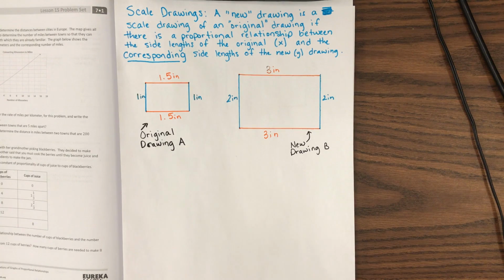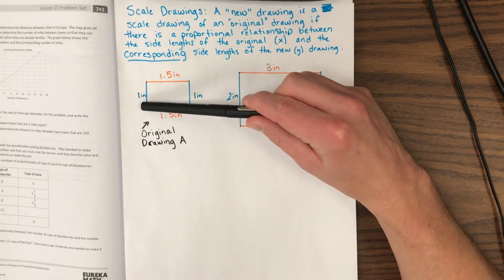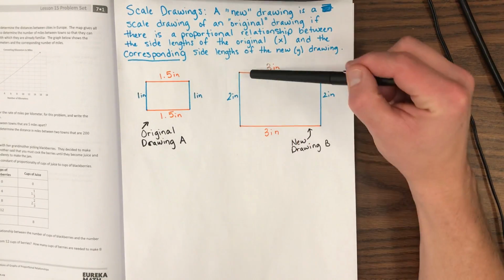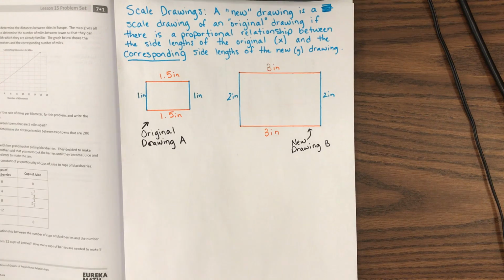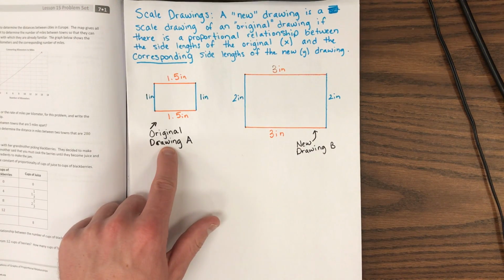Essentially, scale drawings are a way that proportionality is used in art and animation and architecture and engineering to make sure that shapes retain their shape when you make them bigger or smaller to use them in different applications. So let's look at these two drawings that I have here, just a couple of simple rectangles. I labeled the vertical sides in blue for both drawings and the horizontal sides in orange for both drawings. And a question that you might see in the book or on a quiz is: is drawing B, the new drawing, a scale drawing of drawing A, the original?